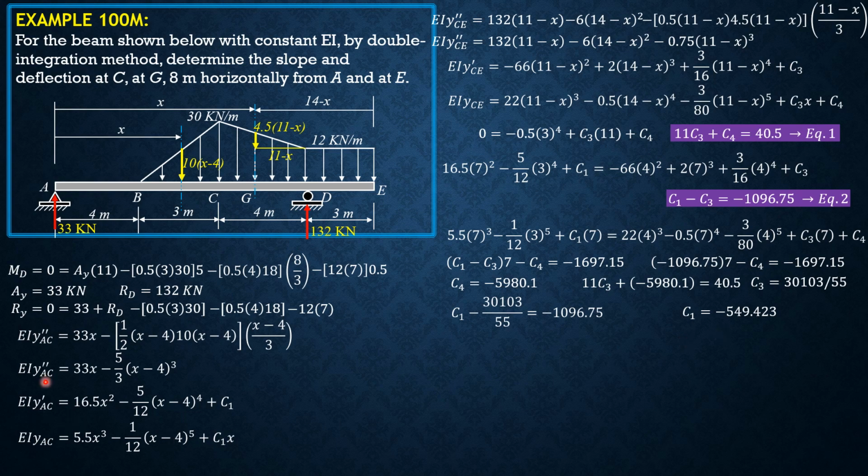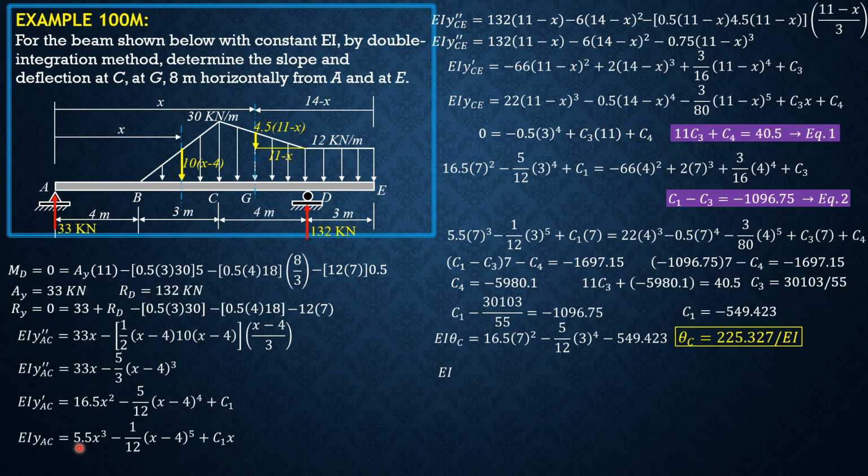Then we can now compute theta C. Substitute into this equation, or into this equation. So let's select this equation. When x is 7, EI theta C is 16.5 times 7 squared minus 5 over 12 times 3 to the 4th, then plus c sub 1, which is negative 549.423. So from there, we can solve theta C. Theta C in decimal is 225.327 over EI.